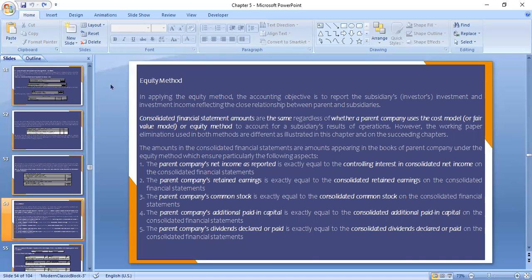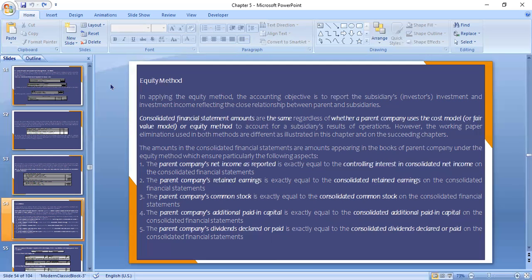Now remember that under the cost model, there are only two entries needed in order to recognize the investment of the parent. One is to record the initial investment by debiting investment and crediting cash, and the second entry is to record the share of the parent in the dividend income paid by the subsidiary. There are no other entries required except the two. That is under the cost model.